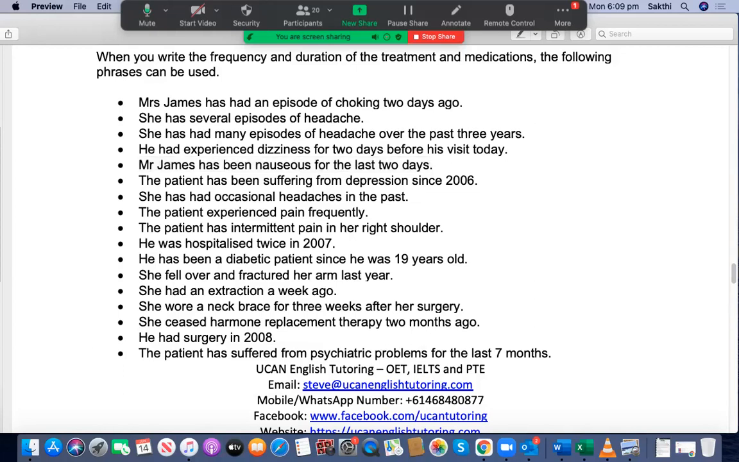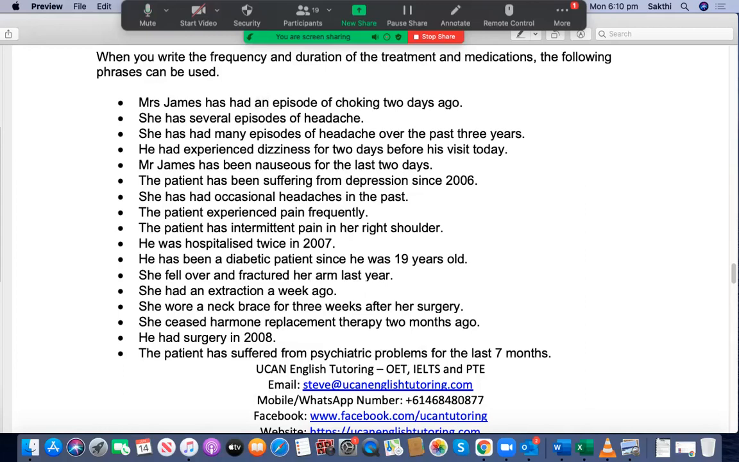Look at these ones. Mrs. James has had an episode of choking 2 days ago. Remember that episode is a countable noun, which means we can have 1 episode, 2 episodes, 3 episodes, 4 episodes, and so on, several episodes. So you have to use an article before a countable noun: an episode. The article can be either a, an, or the.